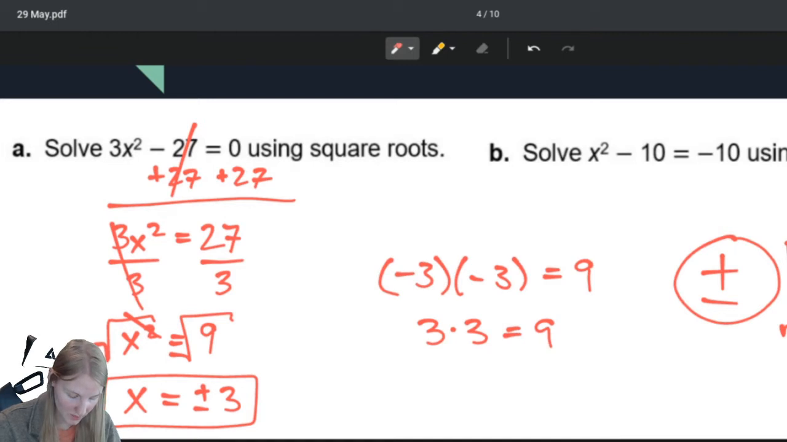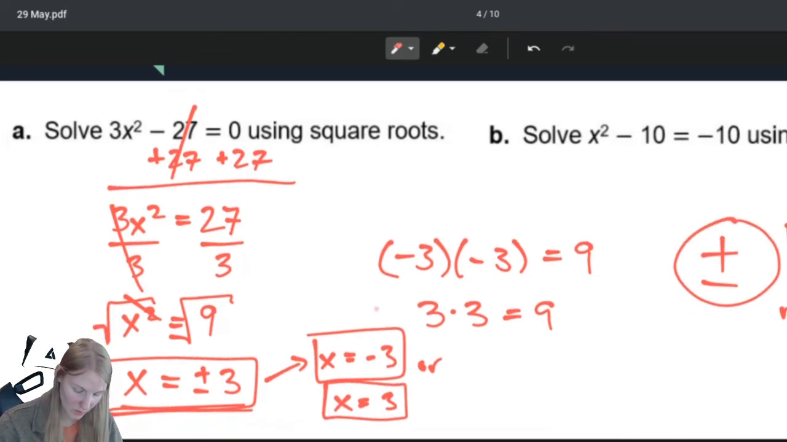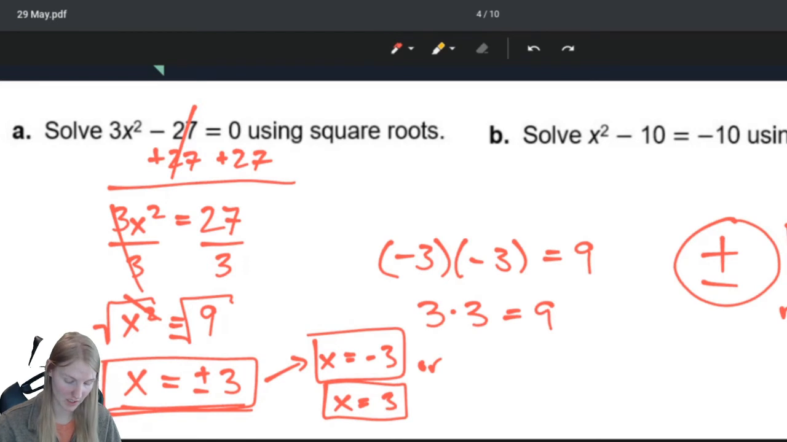So what this means is x equals -3 or x equals positive 3. That's what this means when we write that. You can write it this way, or you can just write it like this. I don't mind. I think this way, the x equals plus or minus 3, is a little bit faster. So I like that one.